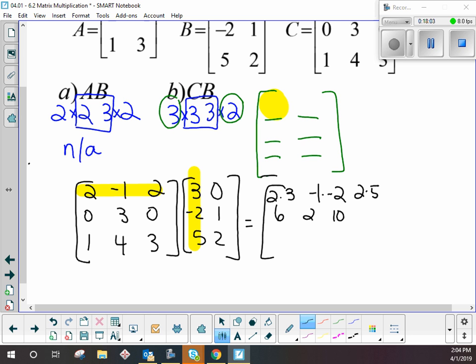And then what do I do with those products? Add them. It's the sum of the products of the corresponding entries. So these are my products of my corresponding entries, and now I'm going to add them. And that gives me just this one piece right here of my answer matrix, 18.